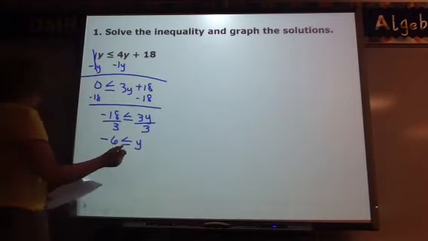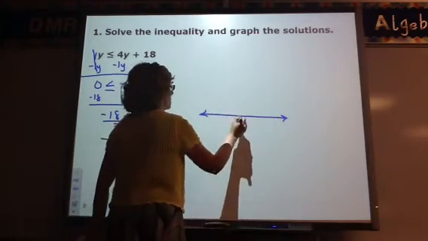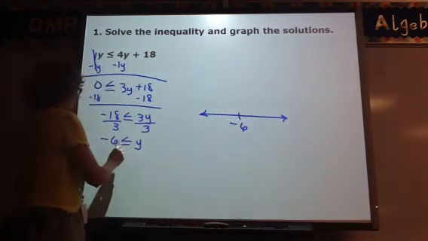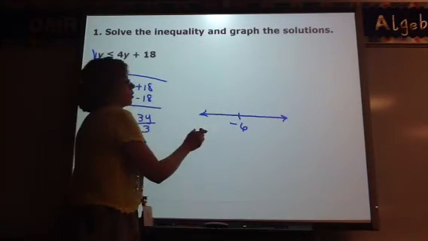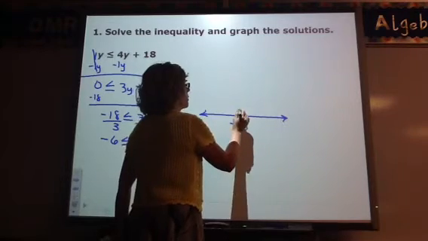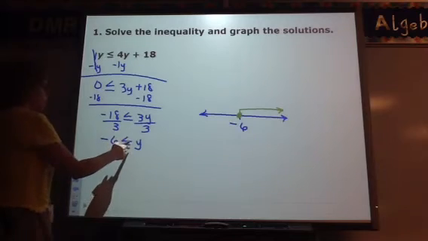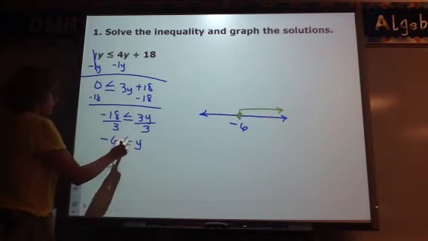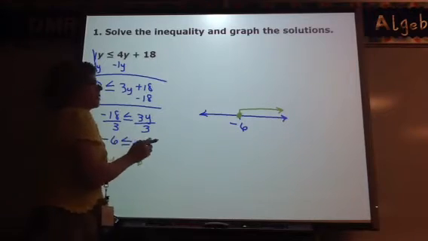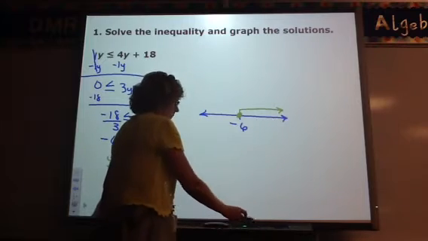Okay, so when we graph this, this says negative 6 is less than or equal to your solution set. So your solution set are the numbers greater. If you get confused with that, rewrite it and switch your inequality symbol. Y is greater than or equal to negative 6.